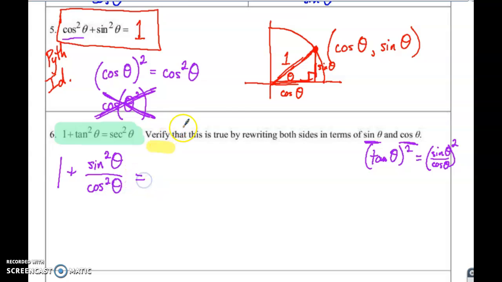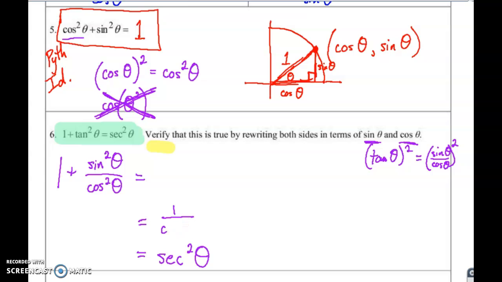Now, when you're verifying something, you only want to work with one side at a time. But I'll know that I'm done once I am left with secant squared of theta. Now, some other math teachers might actually have you work backwards a little bit, and think about, well, what does it mean to be secant squared? That secant squared is equal to 1 over cosine squared. So we'll know that we're done if we get to that step.